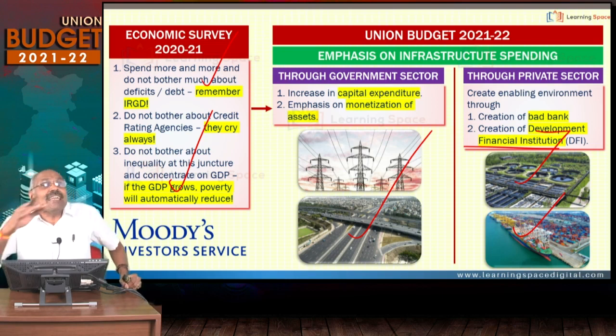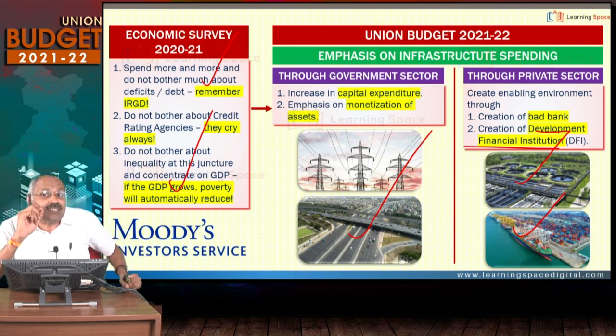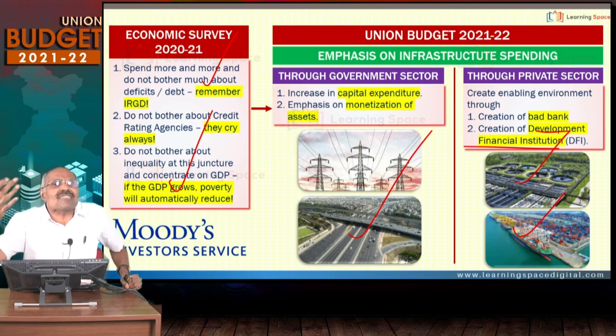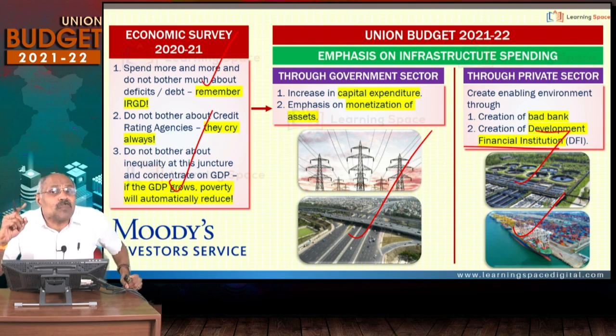Because of that, IDBI was converted into IDBI Bank. ICICI was converted into ICICI Bank. IFCI lost its relevance. So the development finance institutions lost their relevance after liberalization, and the burden fell on the banks. The banks lent to infrastructure projects heavily during 2005, 2006, 2007. Subsequently, some of them resulted in bad loans. So now the government understood the problem. So the government is now going for a development financial institution. If you look at China, infrastructure financing is done by a development financial institution.